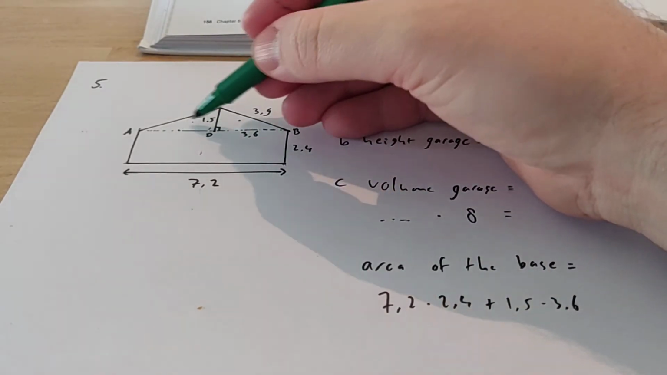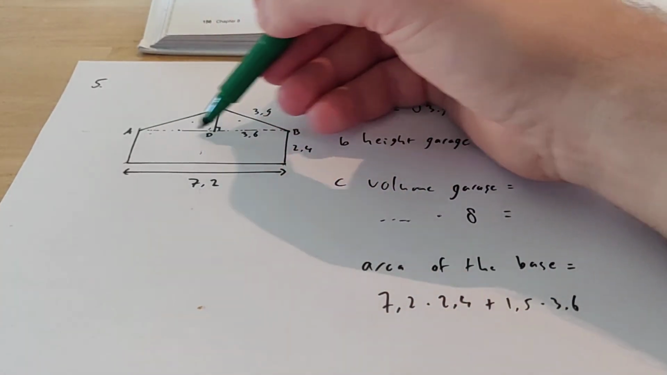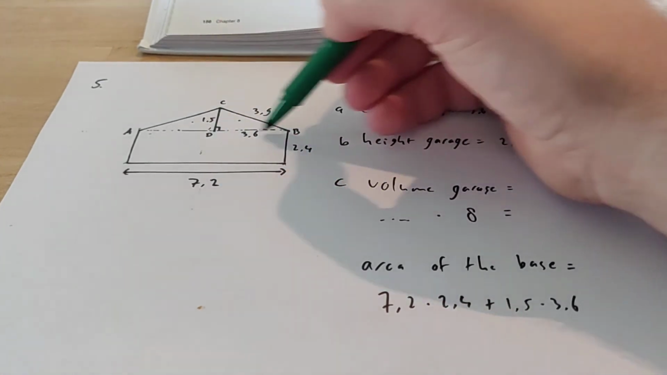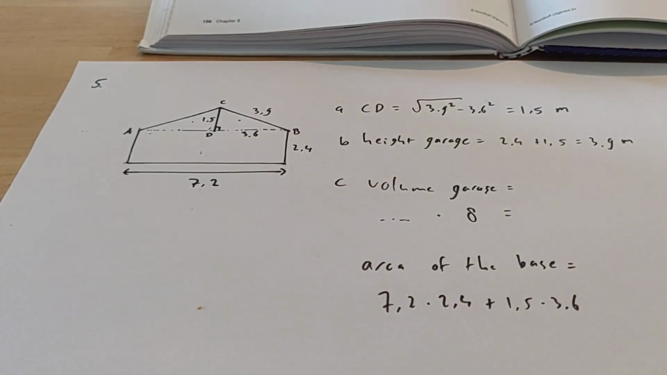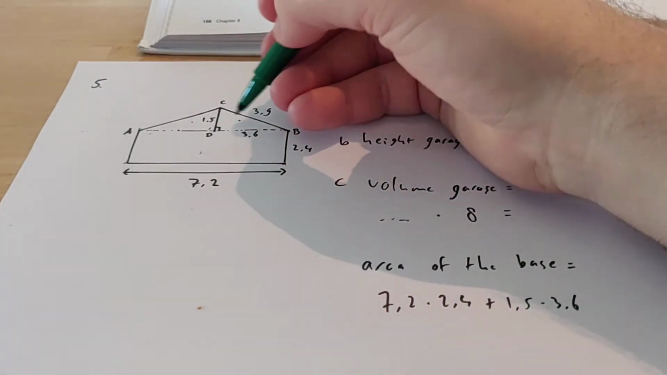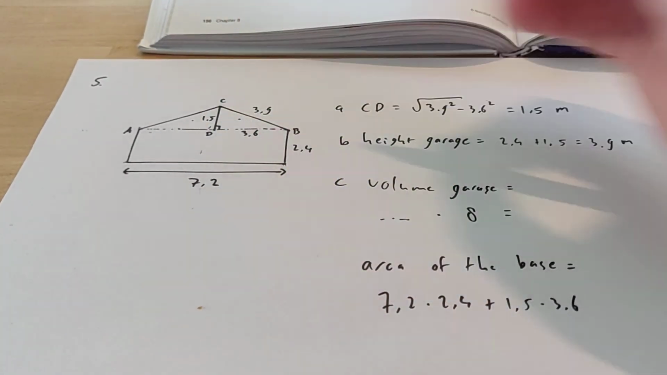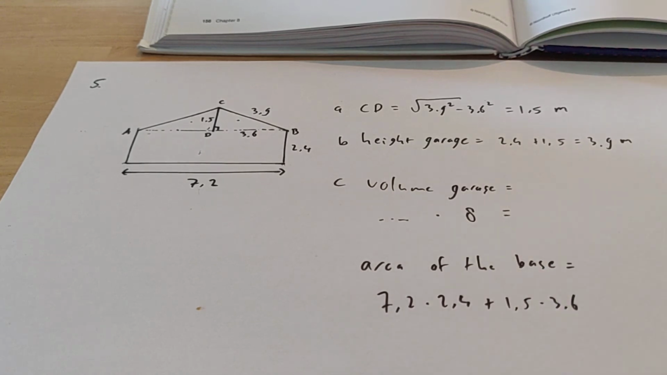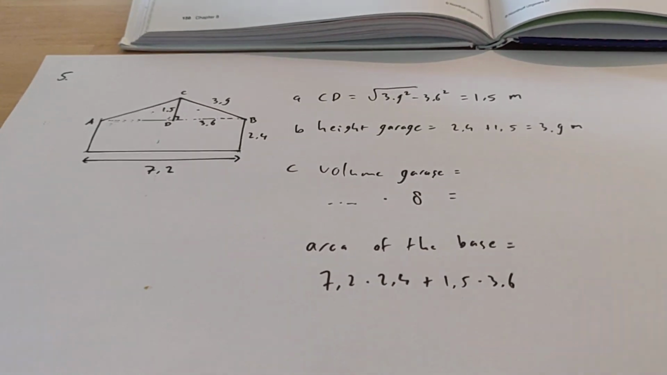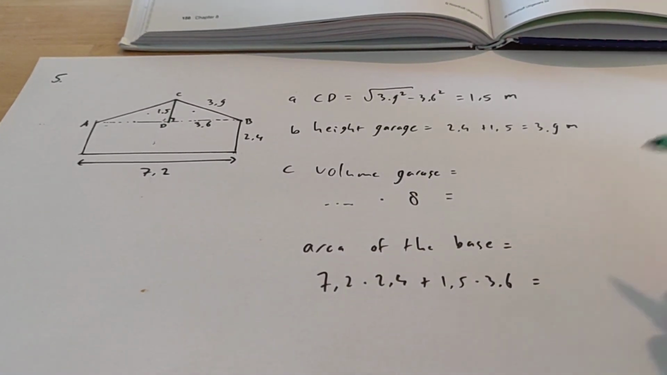Another way to calculate the area for the top here is to do this whole length times that, and the side times the matching height times a half. And another way to calculate is to calculate them separately. So 3.6 times 1.5 times a half, and then also the other side. But I think this is easier. So we have for the area of the base, we have 7.2 times 2.4. I'm going to use a calculator to quickly calculate it. 7.2 times 2.4 plus 1.5 times 3.6.